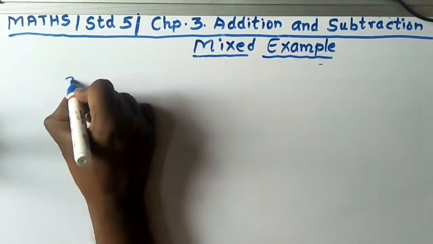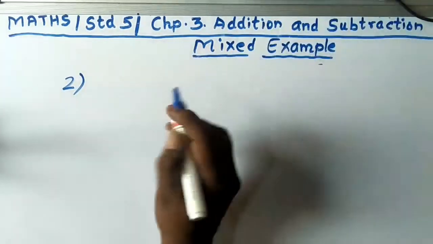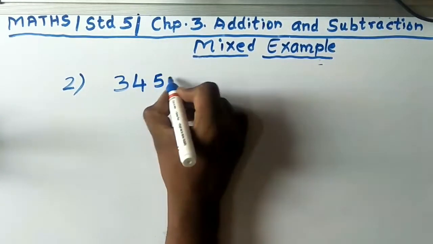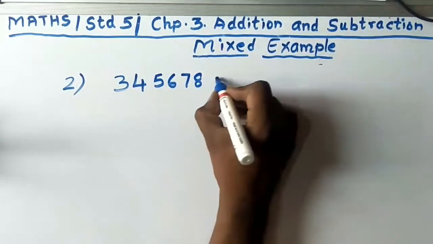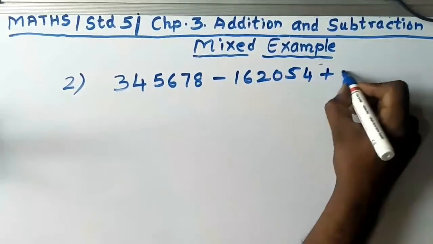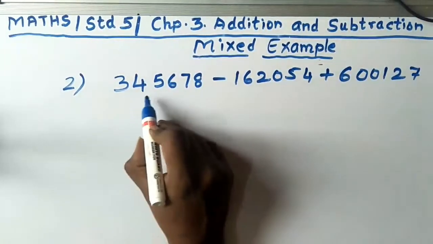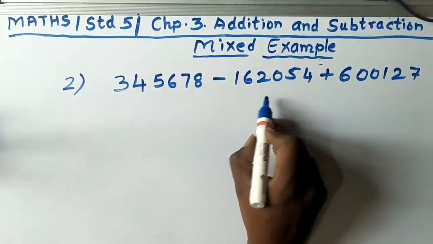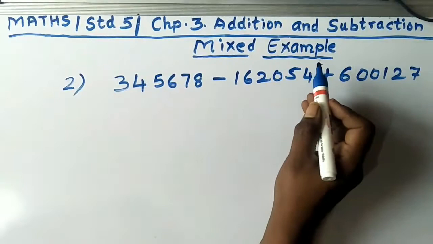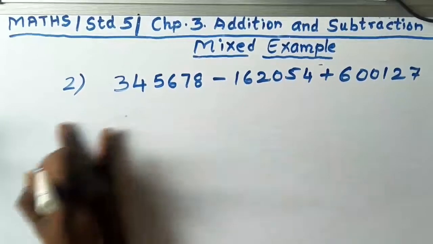Our second sum is: first we have done the addition, then we have done the subtraction. Now we'll do first subtraction, then addition. 3 4 5 6 7 8 minus 1 6 2 0 5 4 plus 6 0 0 1 2 7. Just see the sum. These two numbers we have to first subtract. Whatever answer you get, you have to add to this number. This is called a mixed example, where addition and subtraction both are included. So first I'll do the subtraction.